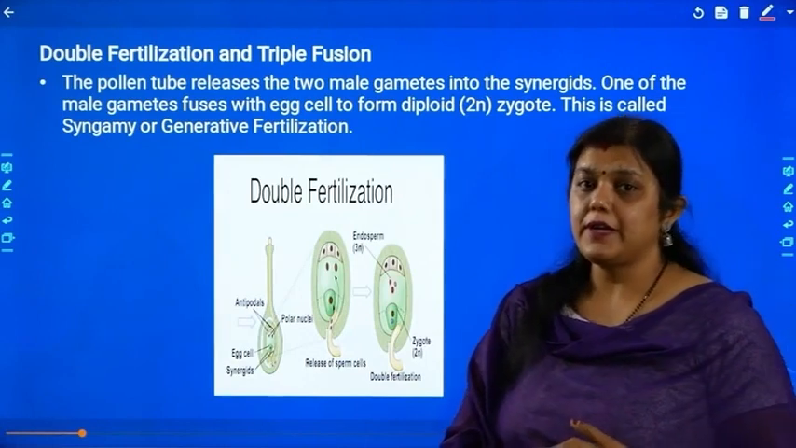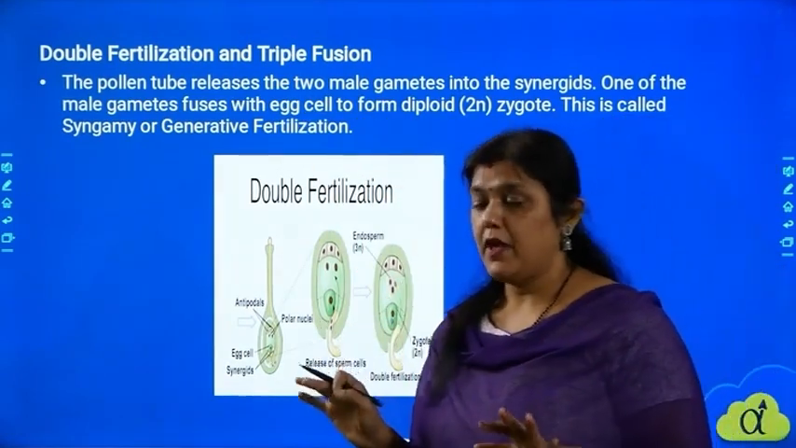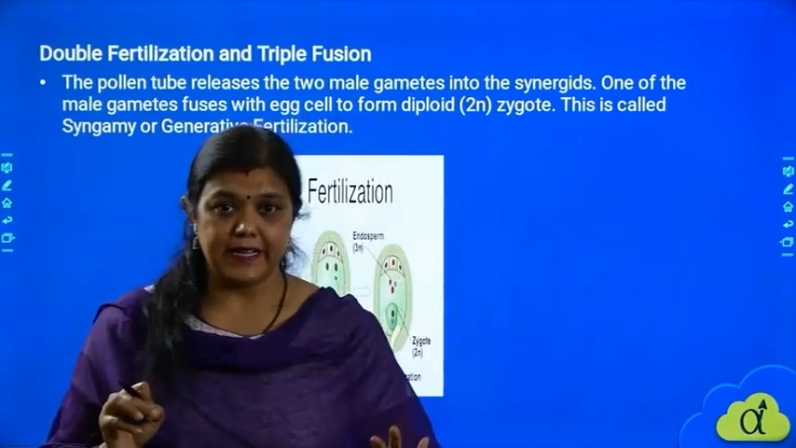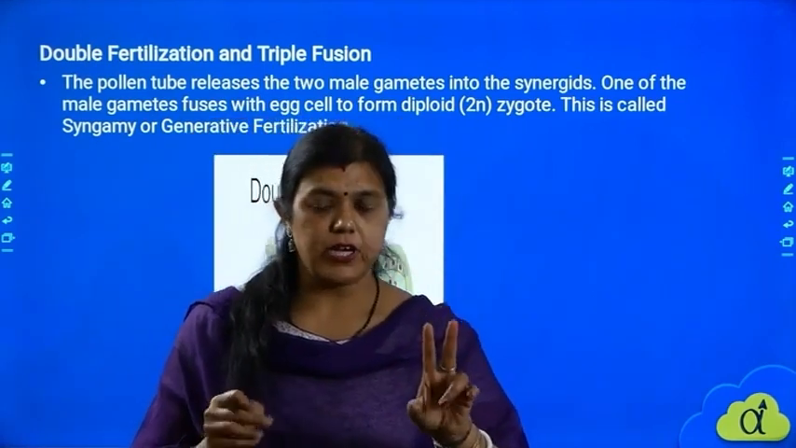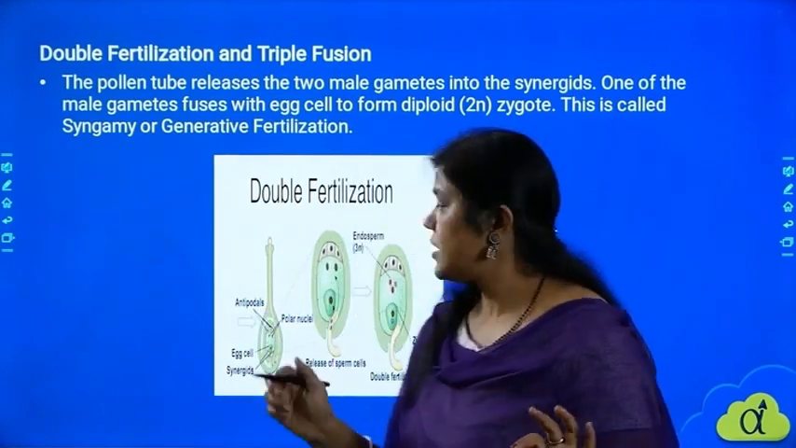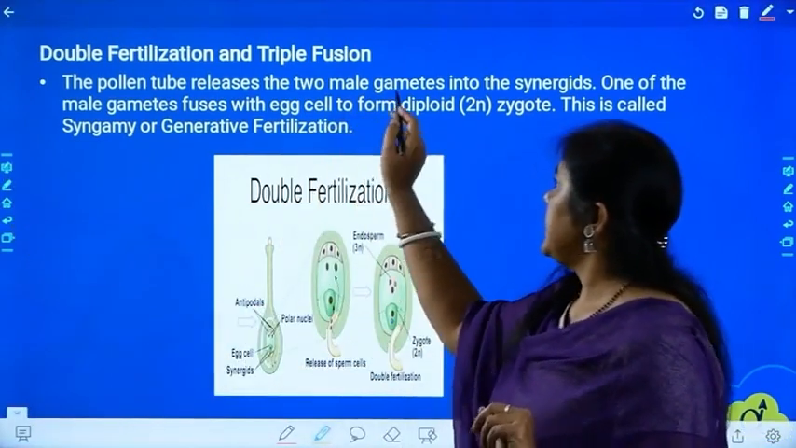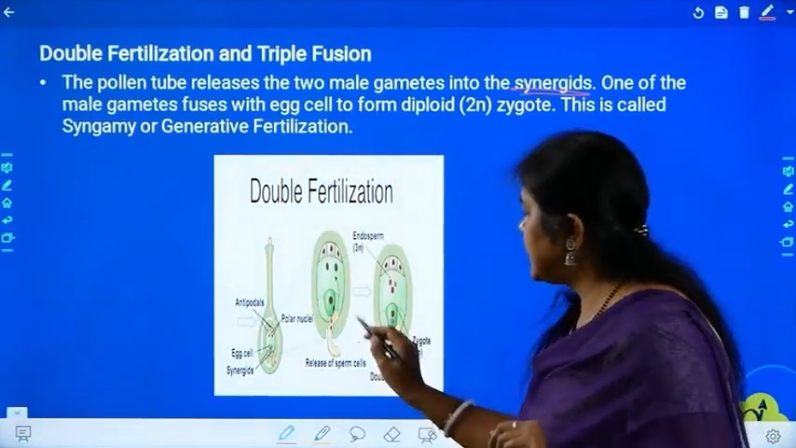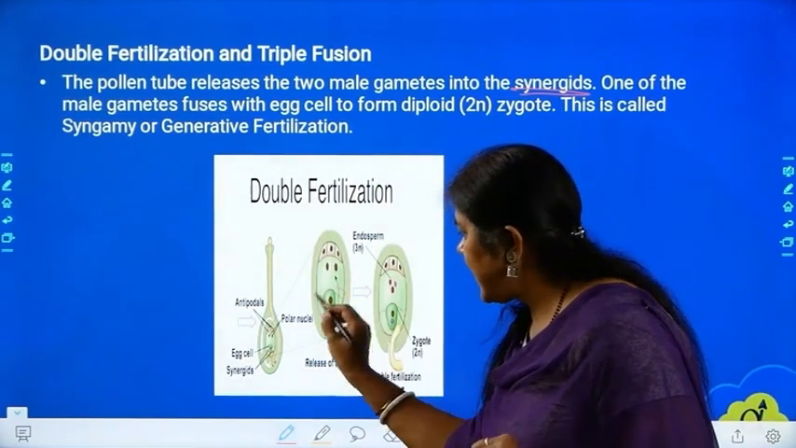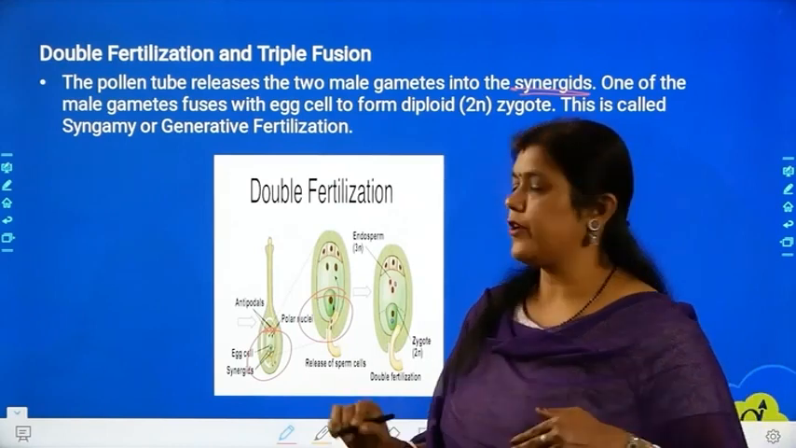The pollen tube releases two male gametes into the synergid cell. As the pollen tube is entering, it is carrying two male gametes, right? They are released in the synergids. Synergids are the cells present at this end part. There is a synergid present towards the micropylar end, okay?